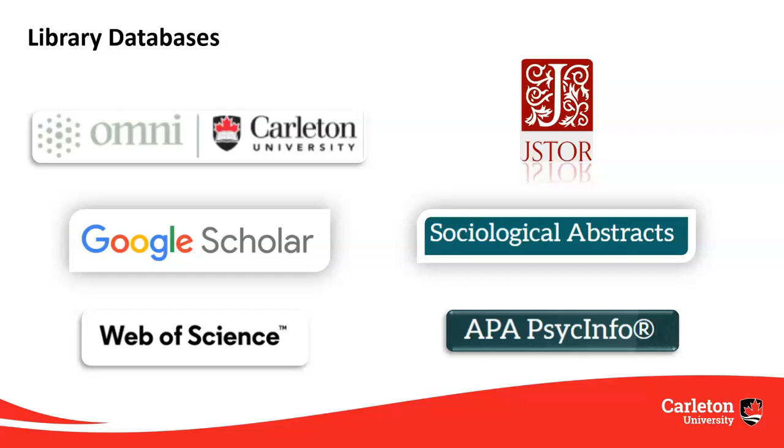Databases can be large and multidisciplinary, like Carleton's Omni, Web of Science, or Google Scholar, or they can be smaller and more focused, like Sociological Abstracts, PsycInfo, or JSTOR. The following search tips can be used in most of these databases to help you improve your search results.